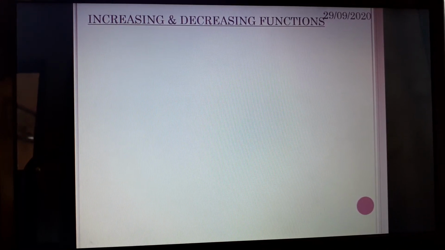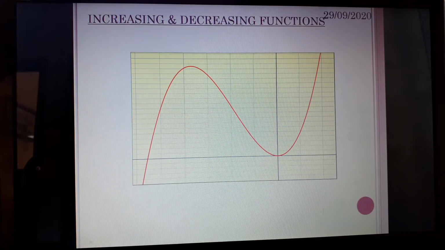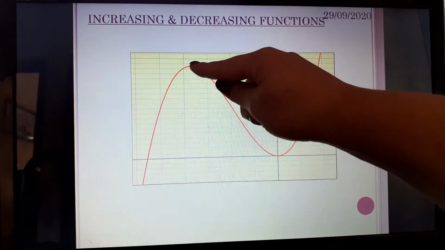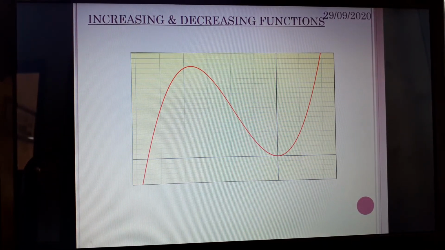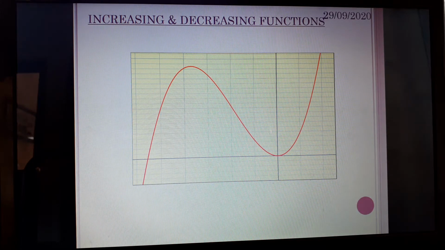Good morning, and today we're going to be looking at increasing and decreasing functions. So let me just demonstrate that to begin with. Here we have a graph that is rising until it gets to the turning point, then it starts to fall, and then it starts to rise. So the points in which the graph is rising, we say the graph is increasing. Where the graph is starting to fall, we say the graph is decreasing. And where the graph is starting to rise again, we say the graph is increasing. So that's all we mean by increasing and decreasing functions.